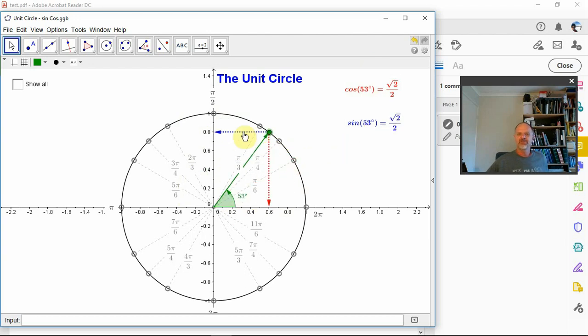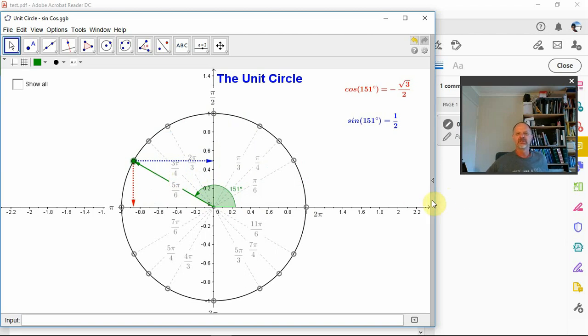Now, if I come all the way around over to here, 5 pi on 6, for example, you'll notice, have a look at these. I'm not quite on it. There, now I'm on it. 150 degrees. So you'll notice these values. And you'll notice here they've got this great circle. And have a look at our coordinates. They're the same. Why are they the same?